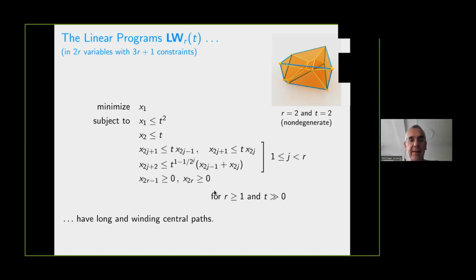And now I'm looking at this family of linear programs which depend on r and t. And if the t is very large, then these central paths are very curved, and this goes together with the fact that optimization via the interior point method takes a long time.